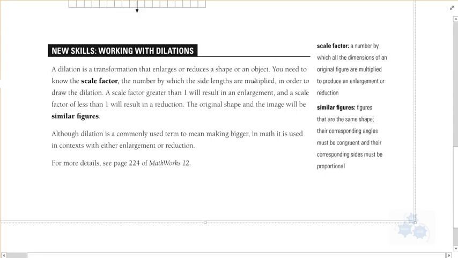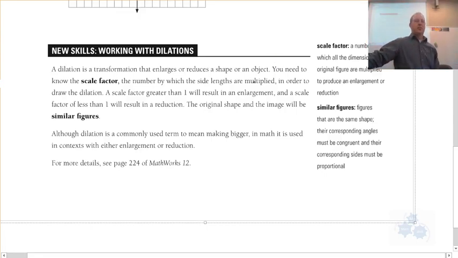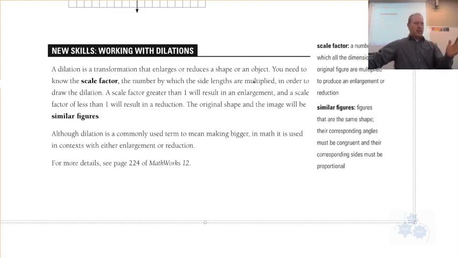Okay, so working with dilations. Now we've talked about transformations. We've talked about slides or translations that just move, right? Translations, from just a slide left or up and down. That's a translation. We talked about rotation, where a shape rotates or pivots around a point. And now we're talking about enlargements and reductions.